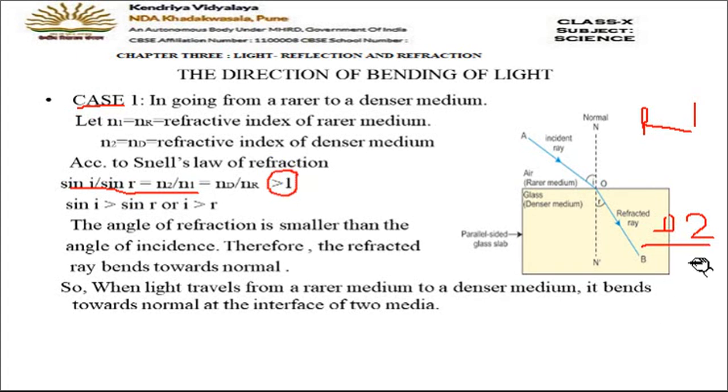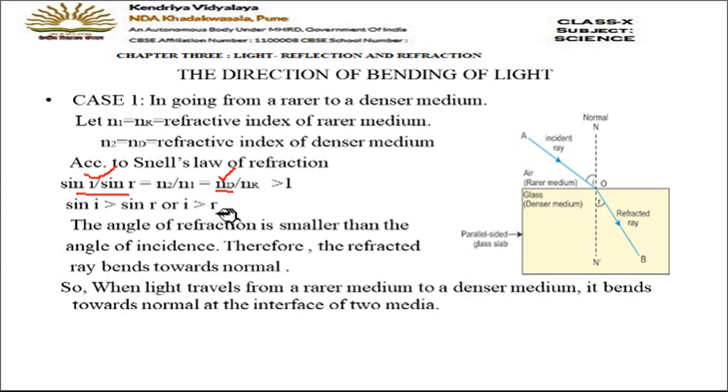Suppose for the denser it is 4 and for the rarer the refractive index is 3. If we divide, the value will definitely come greater than 1. So if this value comes greater than 1, what does it mean? That sin i is greater than sin r. If the refractive index of the denser is greater and there is an equal sign here, then the numerators are greater, so sin i is greater than sin r.